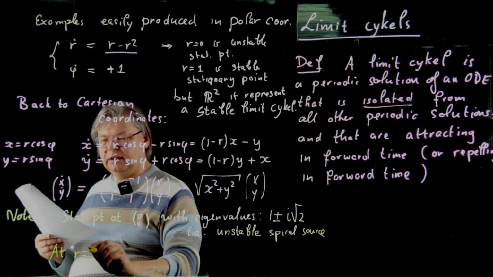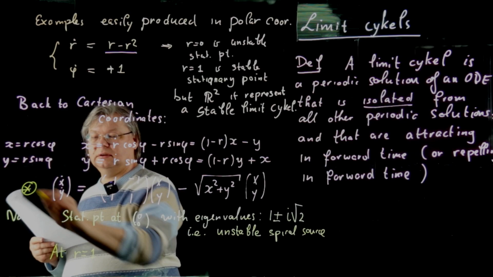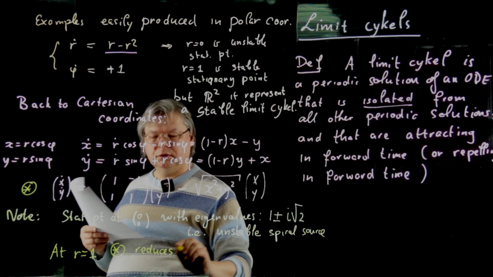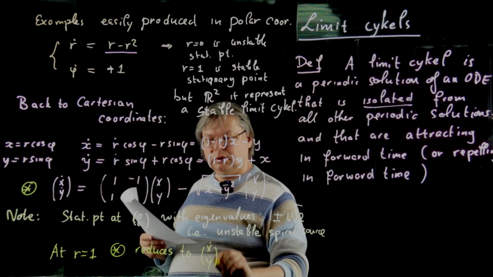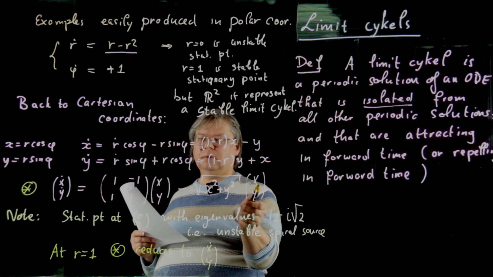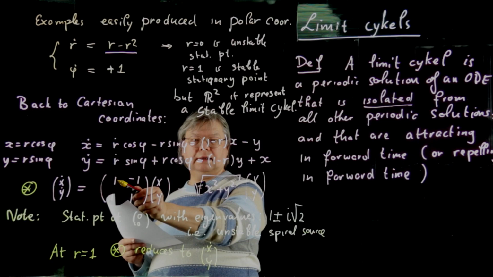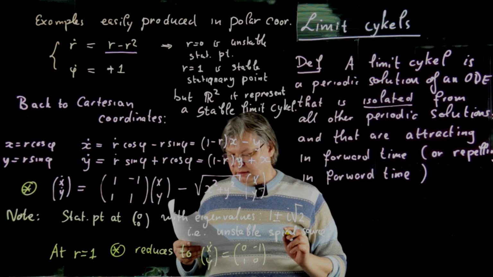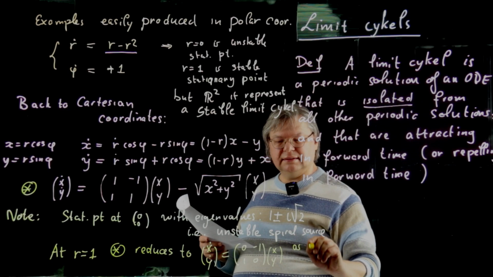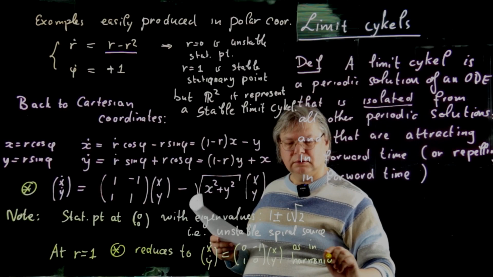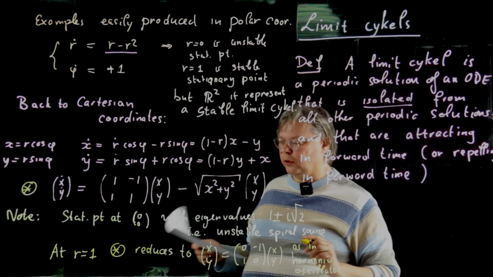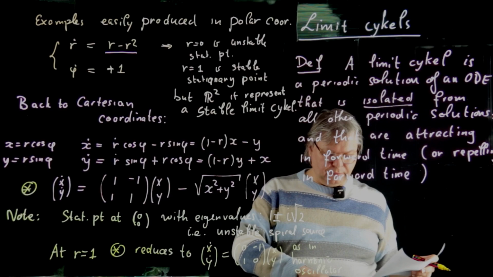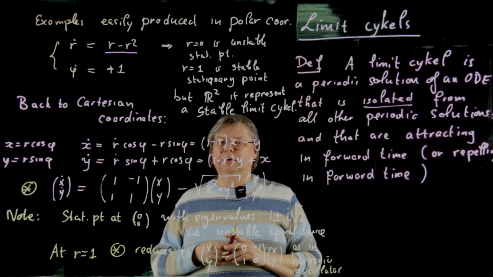And at r equal to 1, this equation reduces to x dot, y dot. And now if r is 1, so this is 1, I subtract another x, I subtract another y, and what is left is this simple matrix, and this is the harmonic oscillator. So if r is equal to 1, we just get back to the harmonic oscillator and we know that we have periodic solutions there. But in this case, because of this nonlinear term, it is the only periodic solution.